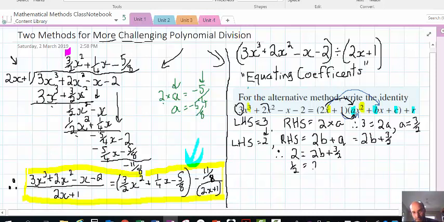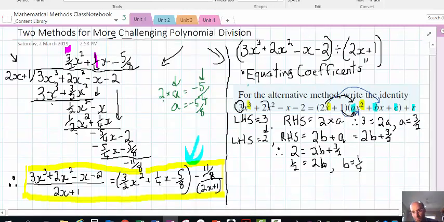Take 3 on 2 off both sides. 2b is a half. Sorry, that should be a b. 2b is a half. B is a quarter. And have a look over on the left hand side. Do you see a quarter there? Yes, we do. That's a match. Going really well. Alright, let's move on.